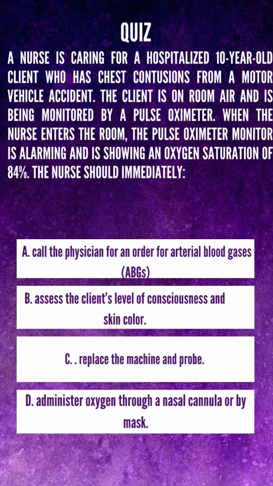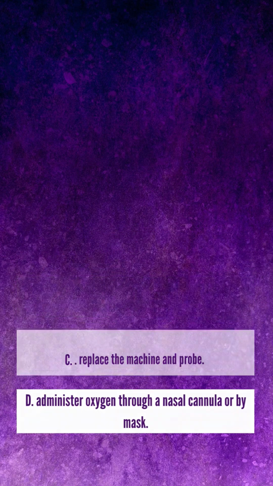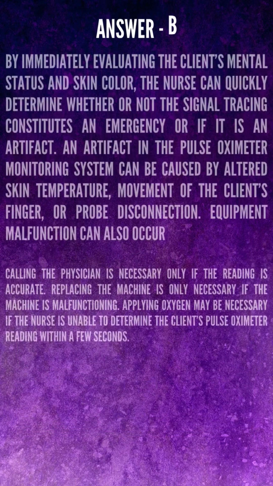Next question is, a nurse is caring for a hospitalized 10-year-old child who met with a roadside accident and is currently on room air. A pulse oximeter is being attached, oxygen saturation is 84% and the alarm is beeping. So the nurse should, option A, call the physician for ABG, option B, assess the client's level of consciousness and skin color, option C, replace the machine and probe, option D, administer oxygen via nasal cannula. So the correct answer is option B.